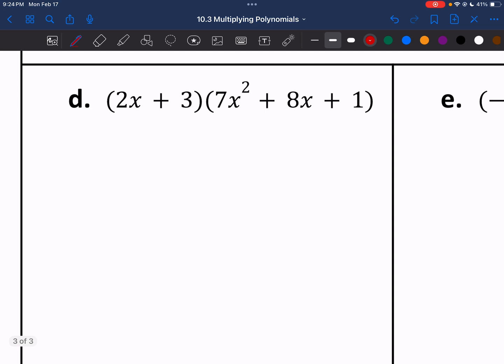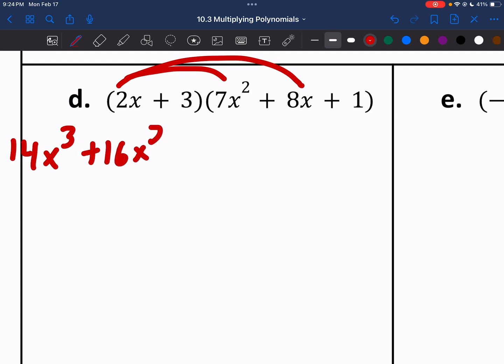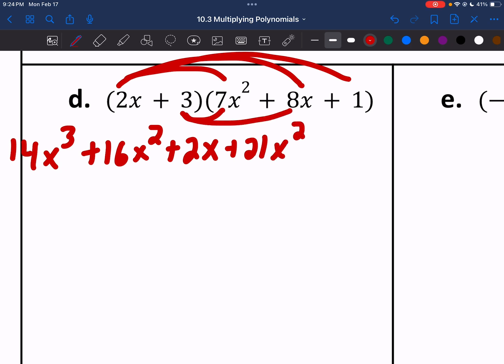Okay, letter D, we've got 2x times 7x squared. So that's going to be 14x to the third. And then we've got 2x times 8x, which is plus 16x squared. 2x times 1 is plus 2x. 3 times 7x squared, that's going to be plus 21x squared. 3 times 8x is plus 24x. 3 times 1 is plus 3.